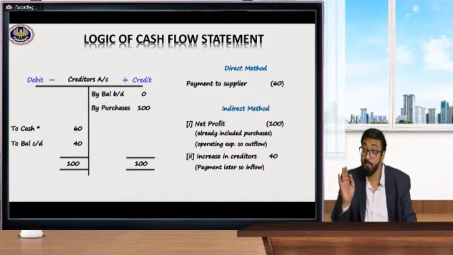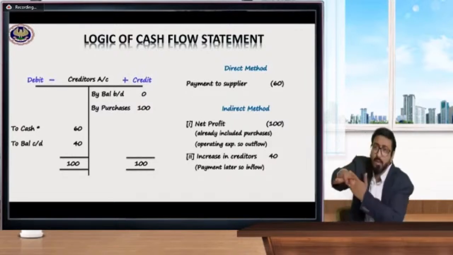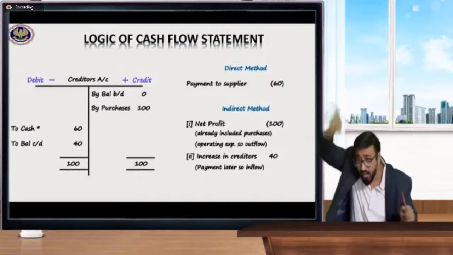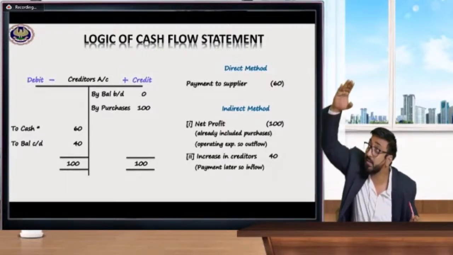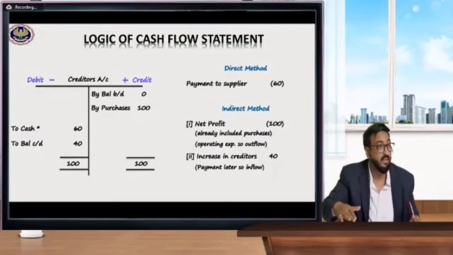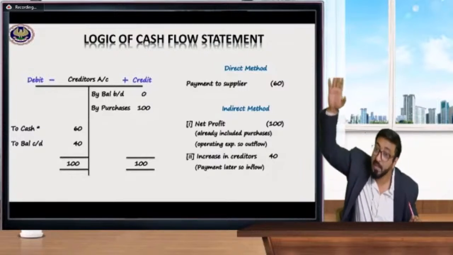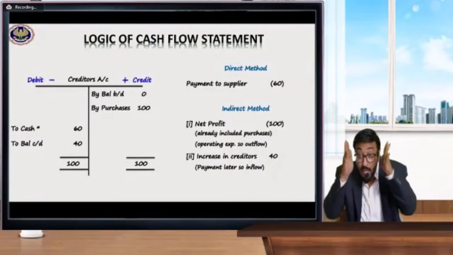Beta, it's very difficult to understand direct versus indirect in first lecture. It minimum takes 3 to 4 sessions. But are you getting this concept? See, beta, one simple thing. Direct method, you will directly focus on payment to creditors. And in indirect method, you start with net profit and you will consider only increase in debtors or decrease in debtors, increase in creditors, decrease in creditors, increase in prepaid expense, decrease in prepaid expense. All current assets and current liabilities, you will focus.